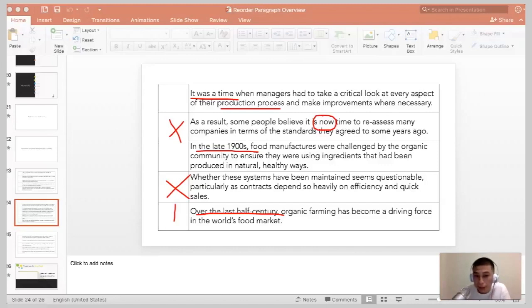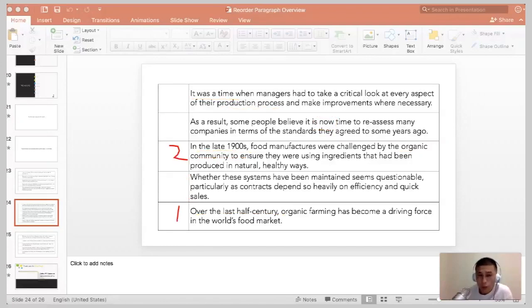And there's nothing in here talking about production process. Okay? This is talking about organic farming becoming a driving force in the world's food market. So not really doing production. How about here? In the late 1900s, food manufacturers were challenged by the organic community. There you go, organic community, organic farming. So it feels like this clearly establishes the beginning of the start of the organic farming change. Okay, so it's referring back to that. So I would go with 1 and then 2.